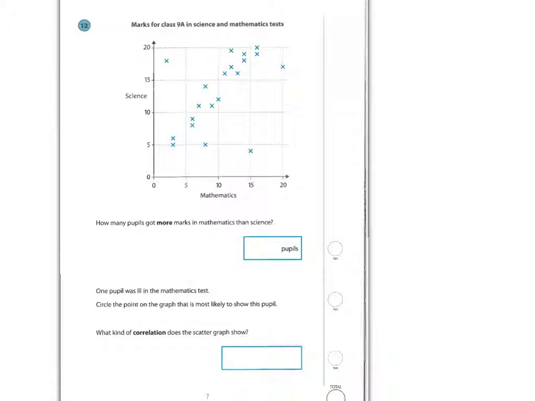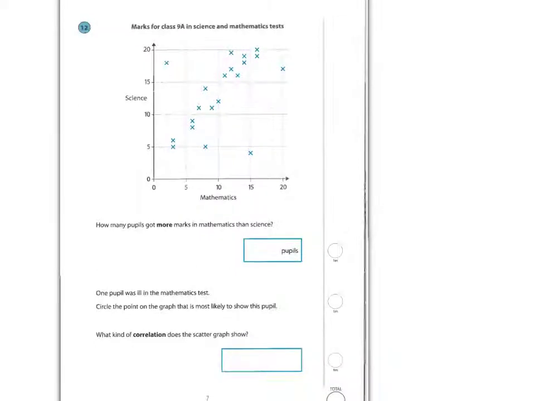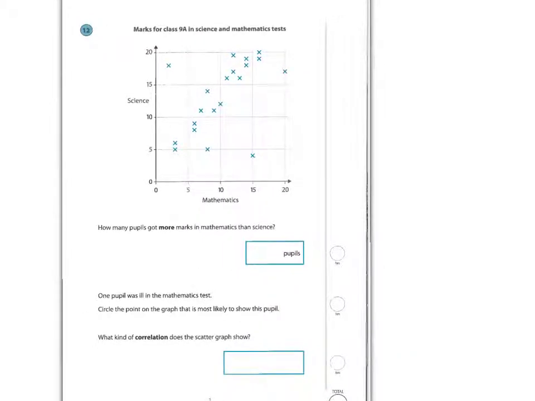Here we have the marks for Class 9A in Science and Maths, and it's shown in a scatter diagram. So the first question is, how many pupils got more marks in Maths than Science? And the answer for that is 3. And I'll circle the 3 people now. So 1, 2, 3. Each of those scored more highly in their Maths.